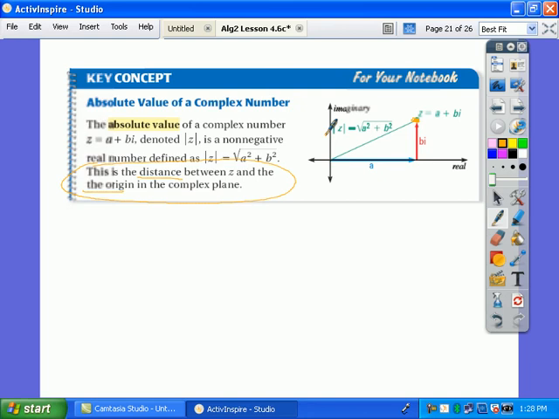Okay, so the absolute value is the distance between a number on the complex plane and the origin. The way we calculate it is by taking a squared, where a was the real number part, and adding it to b squared, where b was the imaginary number part, and then taking the square root. That is the operation that we define as the absolute value.